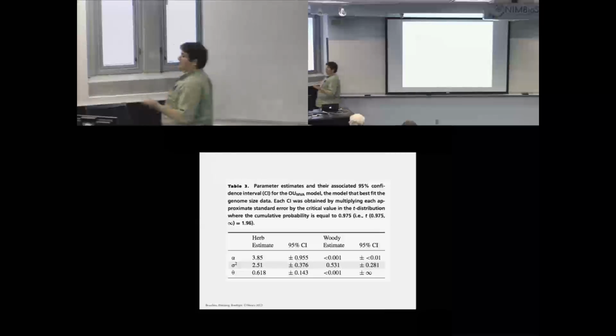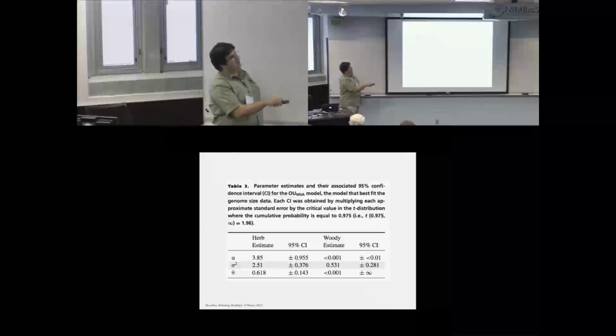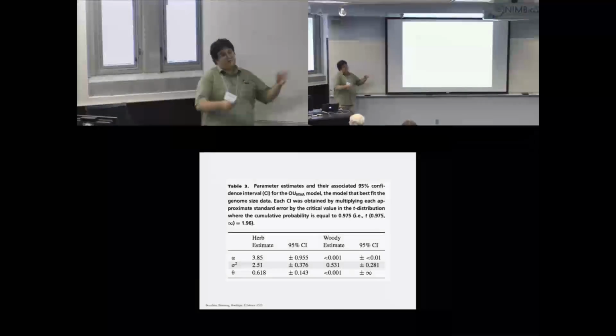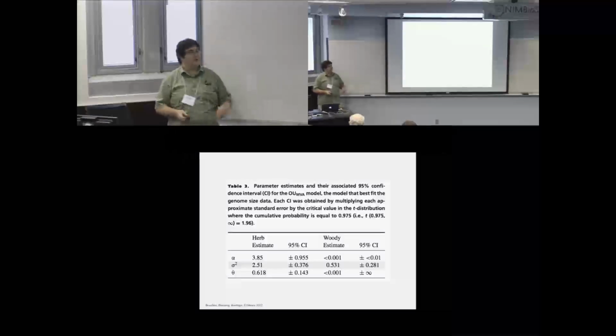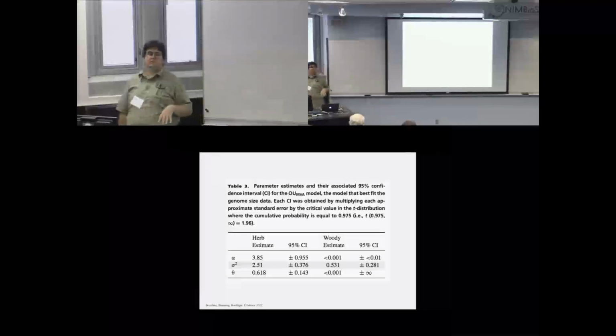Now, this suggests that a better model than the OU MVA would be something that's OU for herbaceous and Brownian for woody, right? We haven't implemented that, but you could hack it to do it yourself, and see if that fits better. So any questions about this example? Yeah?